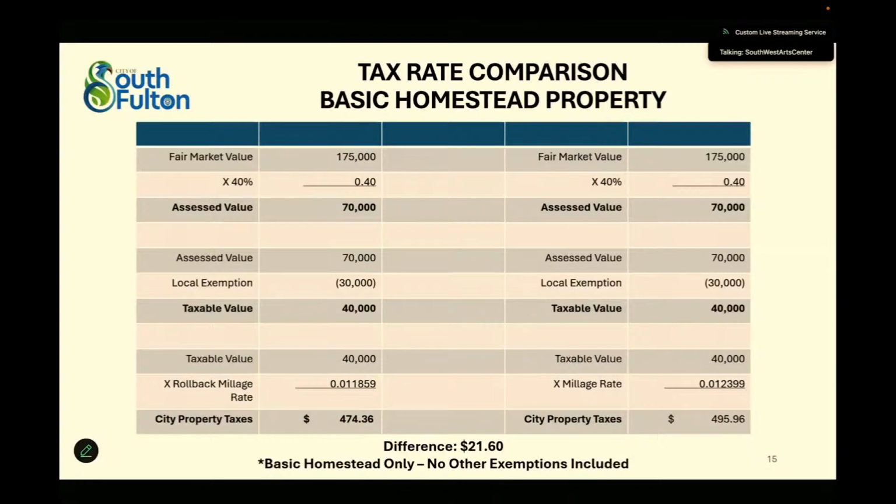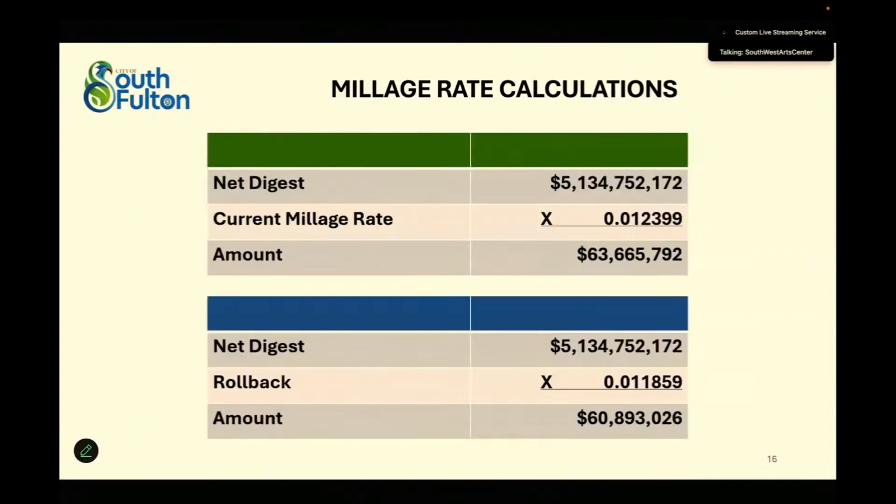At our current millage rate of 0.12399, the city property taxes would be $495. The difference between this year and last year would be $21.60 for a person with a fair market value of $175,000 and just the basic homestead exemption. Next slide, please. And this is just a calculation demonstrating the difference between the current millage rate and the rollback rate.